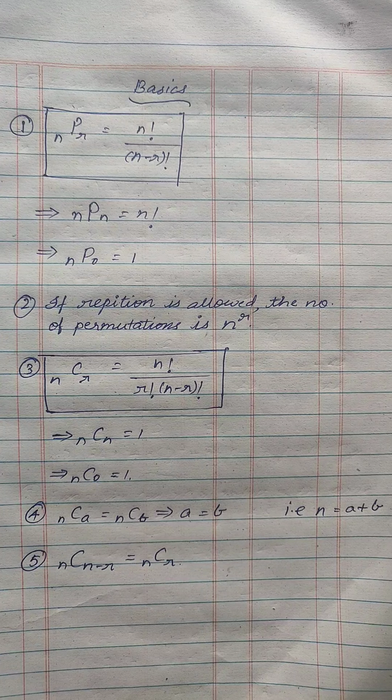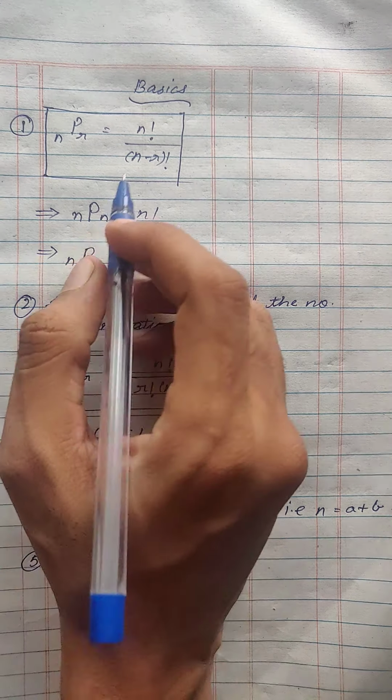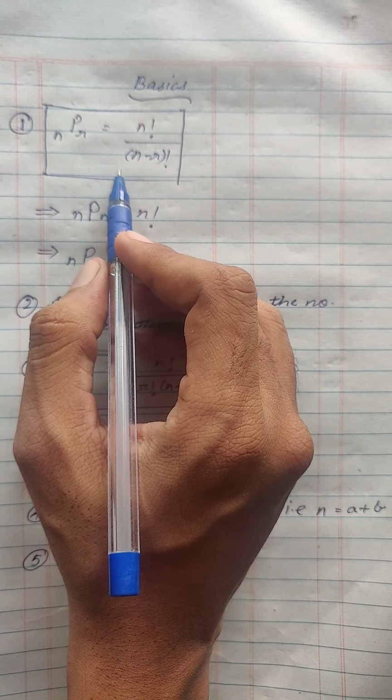Hello students, in this video I would like to teach a few basics in permutations and combinations because I forgot to tell you those things. As you know, the first point is nPr is equal to n factorial by (n minus r) the whole factorial. So this is the formula for permutations. This you know already. Now we have some special cases in permutations.